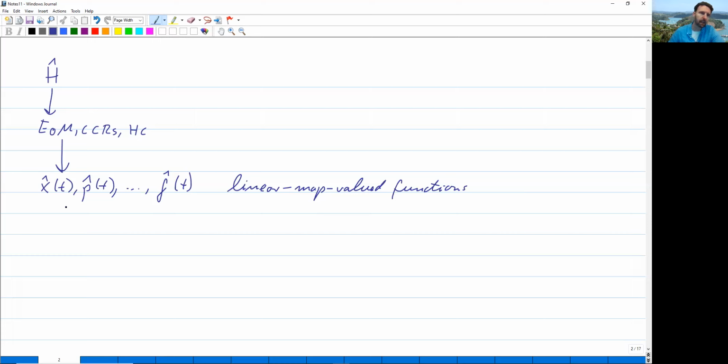Great. Then we found out how to boil these linear maps down to number-valued predictions. So x bar of t and p bar of t and eventually f bar of t. And for this purpose, we introduced an initial state vector psi that describes the initial conditions that our system is supposed to have. And we found that this linear state vector psi is an element of a Hilbert space.